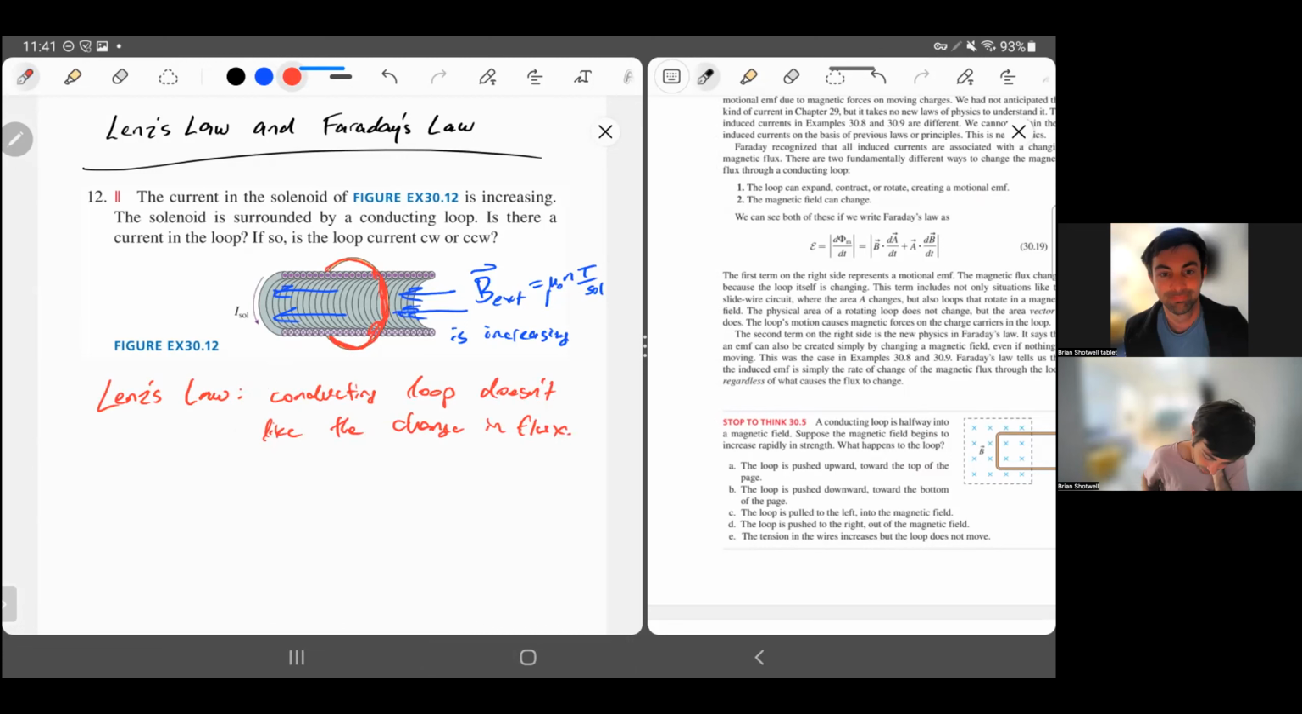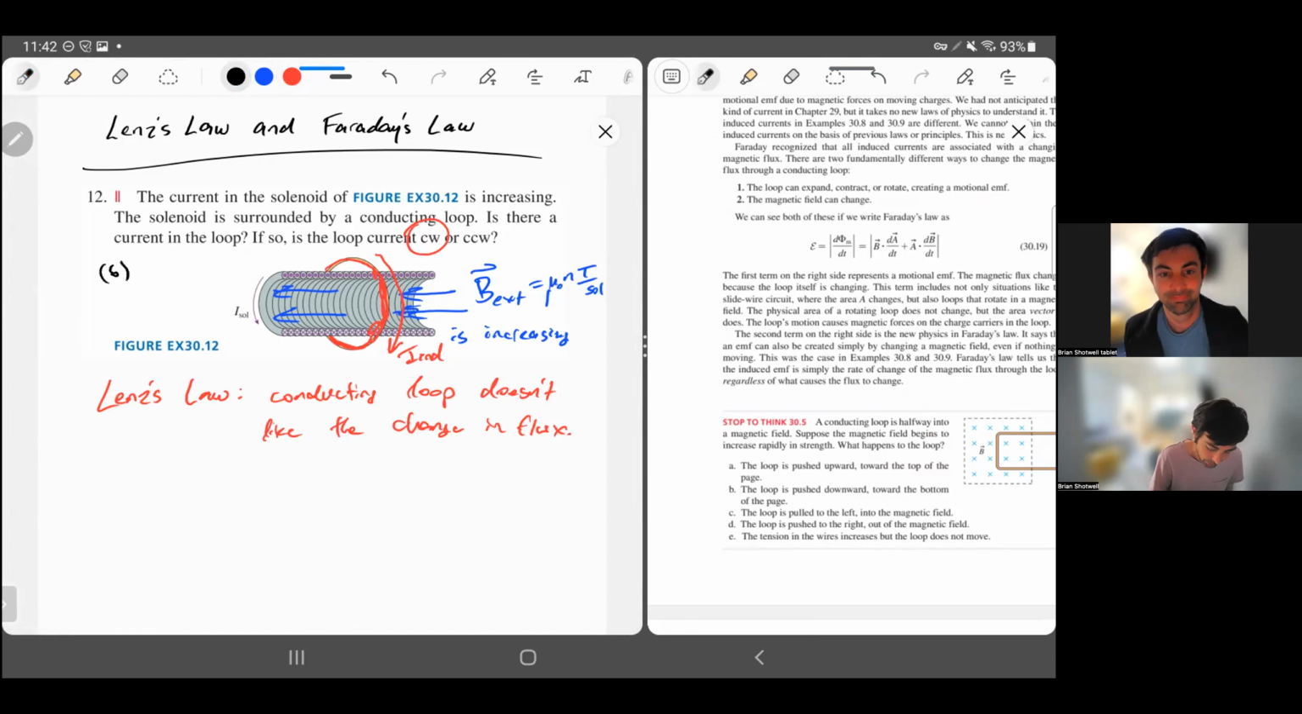So the induced current in this loop is in such a direction that the magnetic field it creates has to be pointing to the right. And the way for that to happen is for the induced current to be going this way. So this is I induced. Looking at it from the left, as in the picture, I induced points in the clockwise direction.